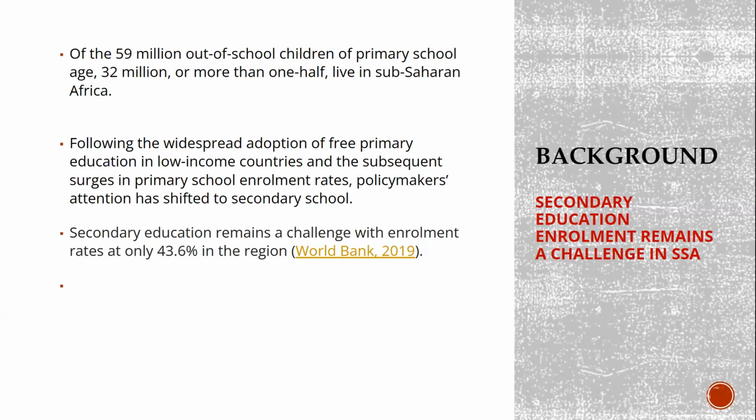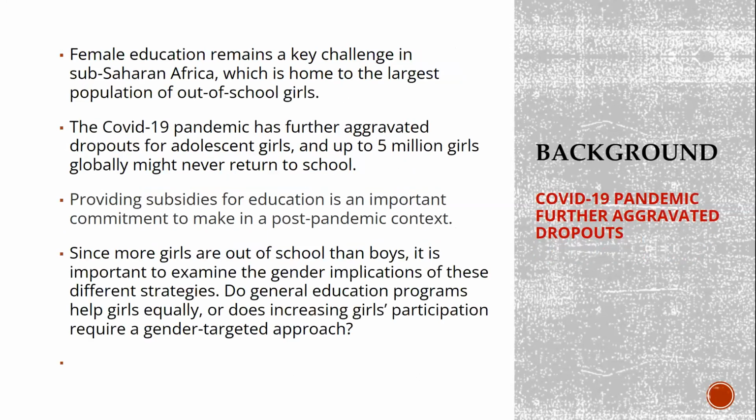For example, in Sub-Saharan Africa, we are told that out of the 59 million out-of-school children of primary age, 32 million or more are here in Sub-Saharan Africa. Following widespread adoption of free primary education in low-income countries and the subsequent increase in primary school enrollments, policymakers are now shifting their attention to making sure that more girls are getting into secondary education. We are also told through research that secondary education remains a challenge, with enrollment rates of only 43.6% in the region.